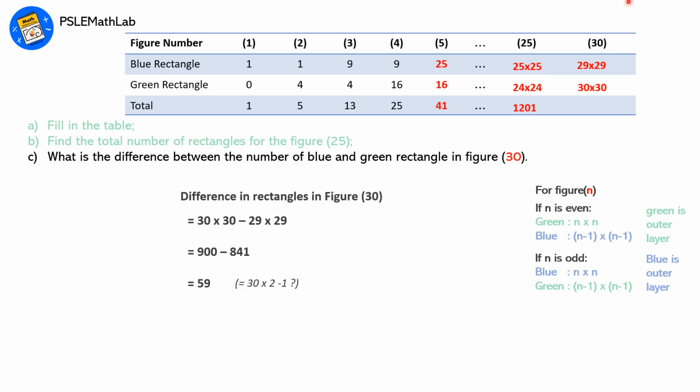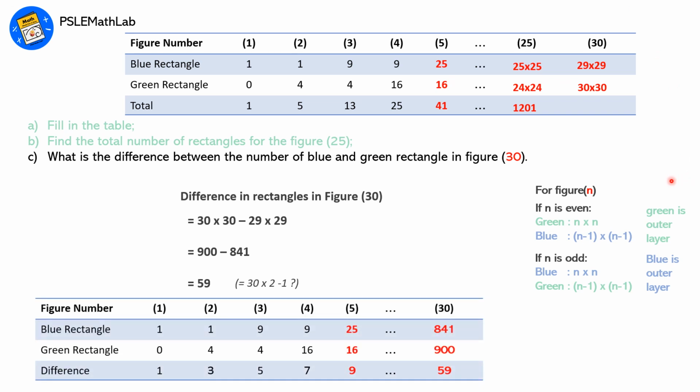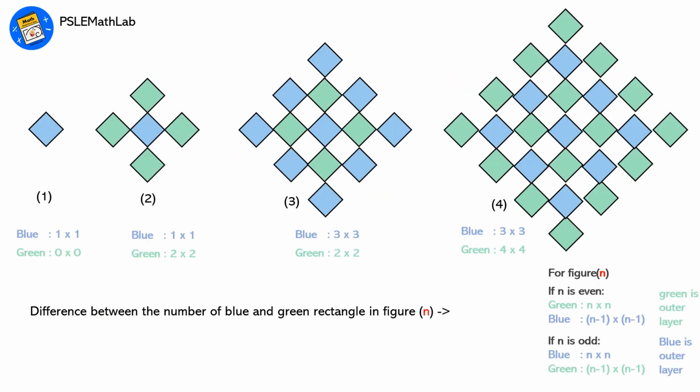Is this another pattern that we just discovered? Well, calculating the difference in the figured rectangles for figure 1 to 5 pretty much confirmed our suspicion. In each case, the difference is always 2 times the figure number minus 1. But why? Why is the difference always 2n minus 1?